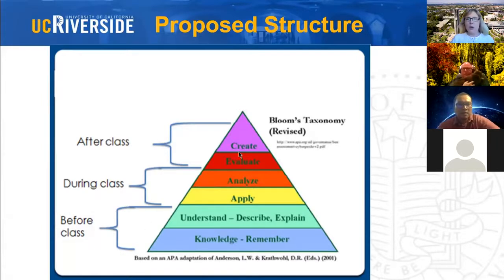So Bloom's taxonomy is an educational concept talking about how difficult the learning objectives are in general. At the bottom are the easier ones, remembering, and then understanding, apply. As we get to the top, these are considered more complex activities or learning objectives. So before the class, the students can do these lower level ones.